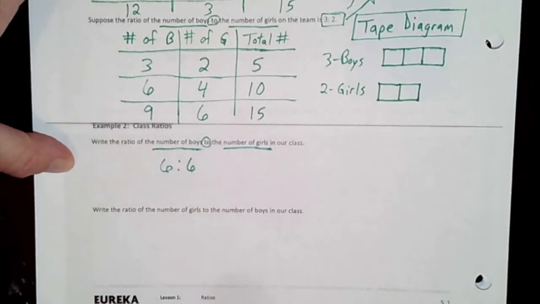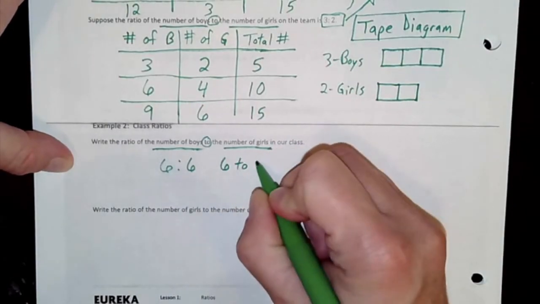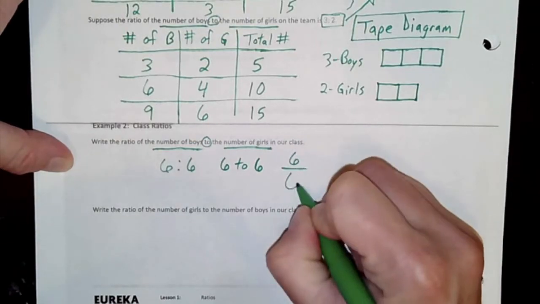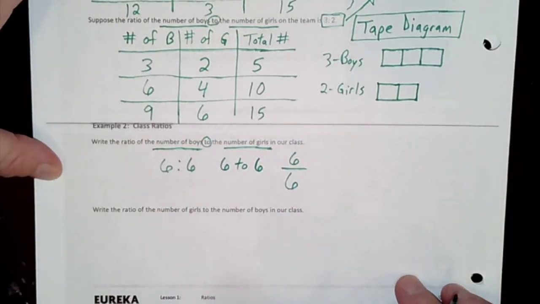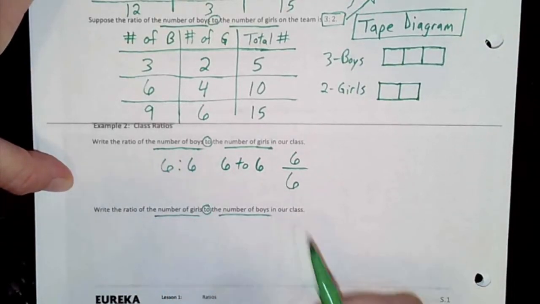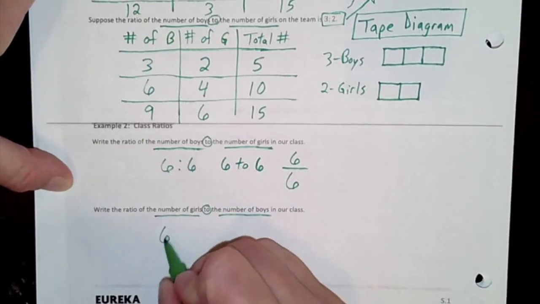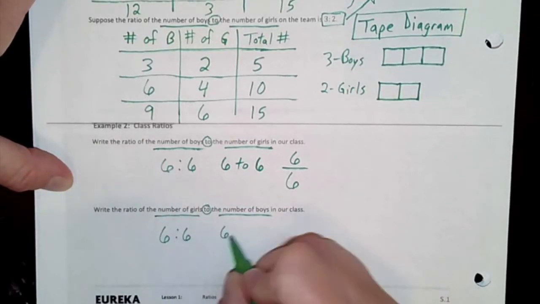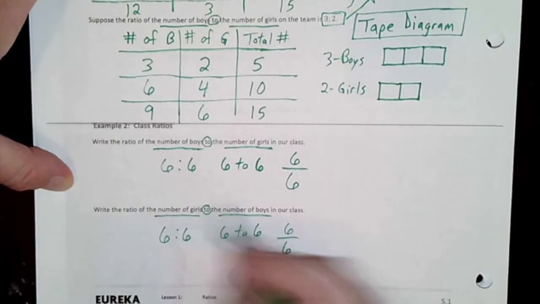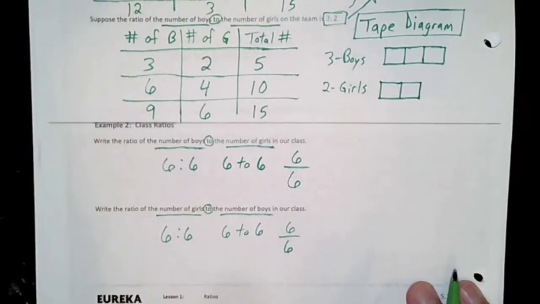So that's one way to write the ratio. Another way to write it would be with the word "to": 6 to 6. And then the other way was a fraction, 6 over 6. And if we had to switch it around, number of girls to the number of boys, in this case it doesn't really get switched around because we had the same number, but you would write it the same way, 6 to 6, or 6 over 6. And we could put our example with our class on there as well if we wanted to. Turn the page. We'll do another example.